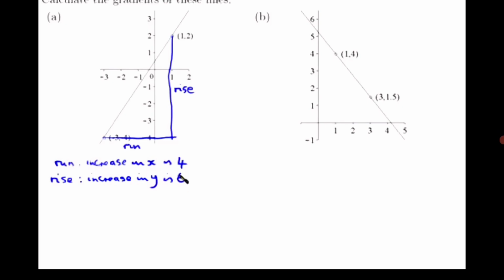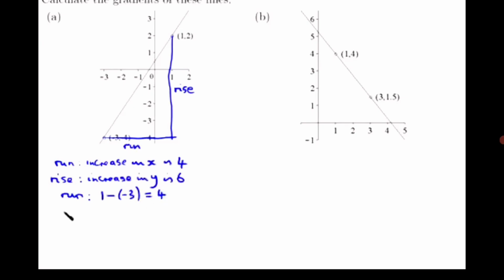Now, it may be that the numbers are not quite so straightforward as they are in this question, and so there is another way of working out the run. The run is equal to the x-coordinate of the right-hand point minus the x-coordinate of the left-hand point. So the run in this case is the x-coordinate of the right point, 1, minus the x-coordinate of the left point, which is -3, and that again gives you the answer 4.